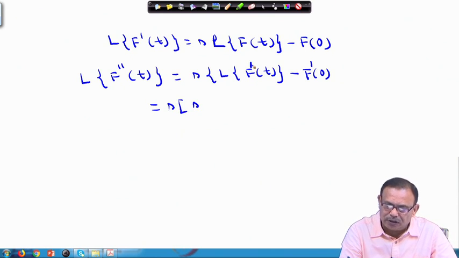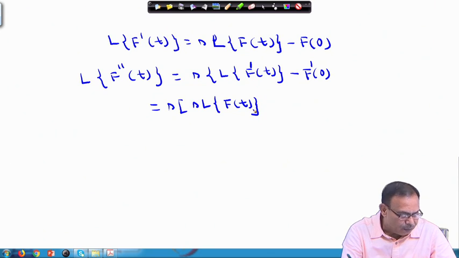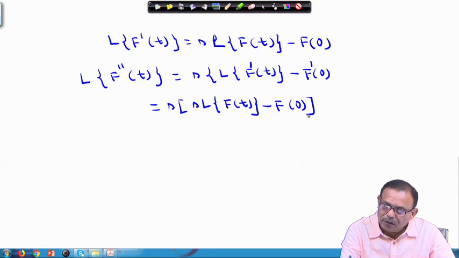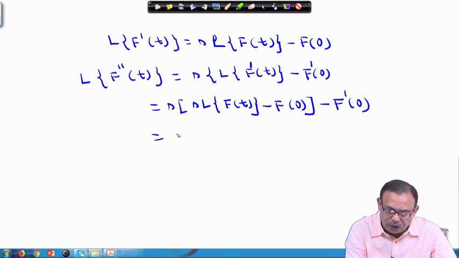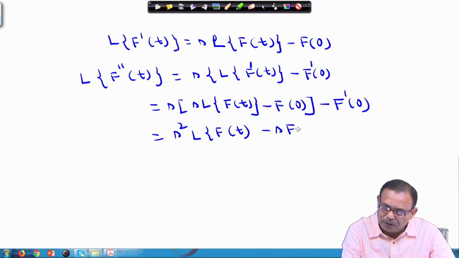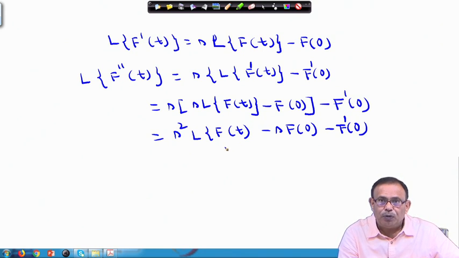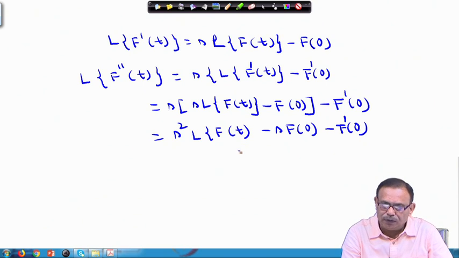sorry, this will be also f dash, because f t is replaced by f dash t. So, now I know the Laplace transform of f dash t from here, that is s into Laplace transform of f t minus f 0 and minus this f dash 0 will come over here. Once f dash 0 is coming over here, so this is s square into Laplace transform of f t minus s f 0 minus f dash 0. So, whatever nth derivative we talked about, that is this one. So, Laplace transform of f double dash t, which we are showing as s square Laplace transform of f t minus s f 0 minus f dash 0.